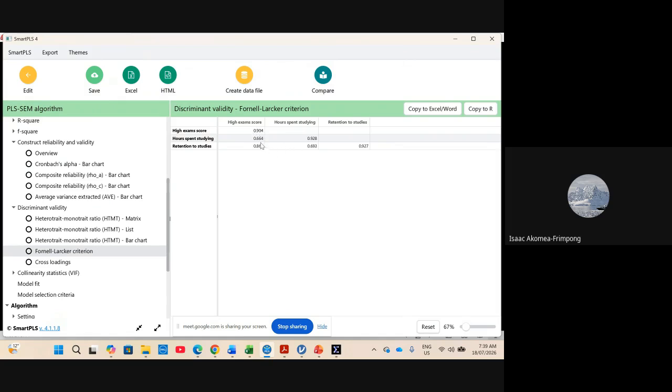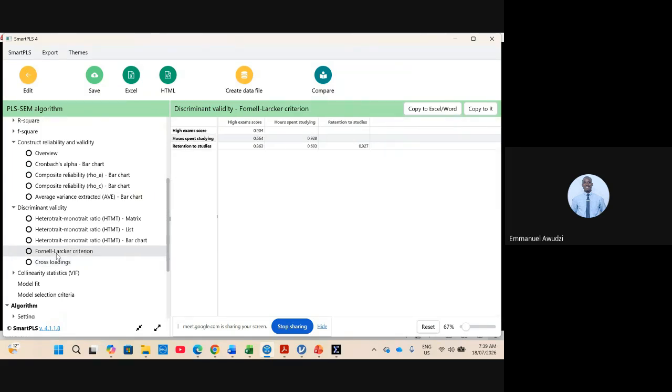Is it two? Okay. The funnel and lacquer I think is okay, because looking at the funnel and lacquer, the relationship between them. Just that if you are looking at the same item, they have a correlation which is more than 0.9. The same items. I'm talking about if you check high exam score and high exam score.